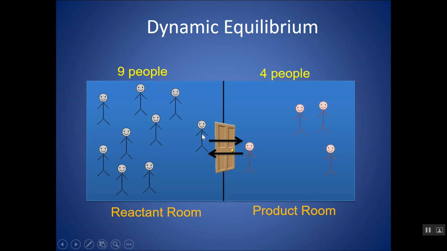So if I think about it from this level, one person leaves, one person enters. I still have the same number of people, 9 and 4. They don't have to be equal numbers. I have more people in the reactant room than I do in the product room. But these numbers are not changing. The amounts or the concentrations are not changing. And this will keep happening. One person leaves, one person enters, same rate. But there's no measurable changes.